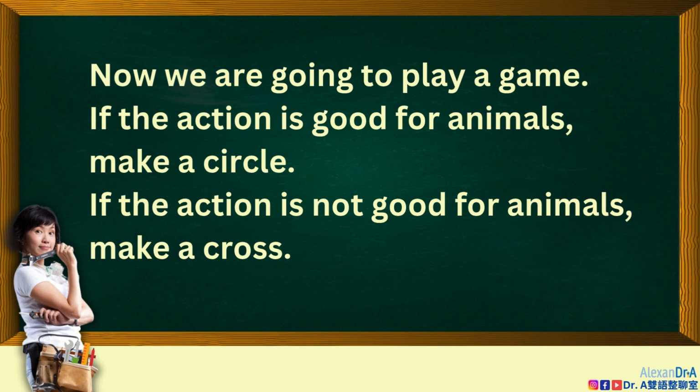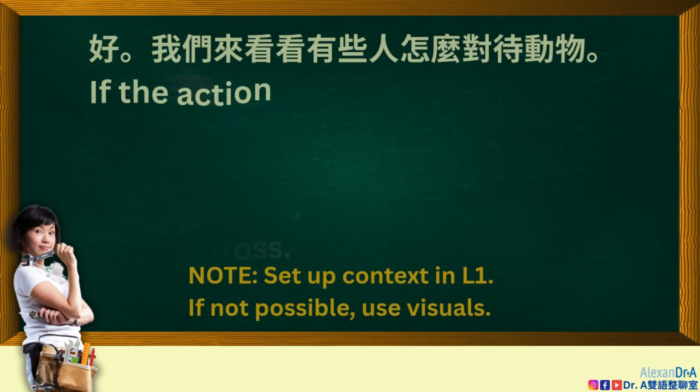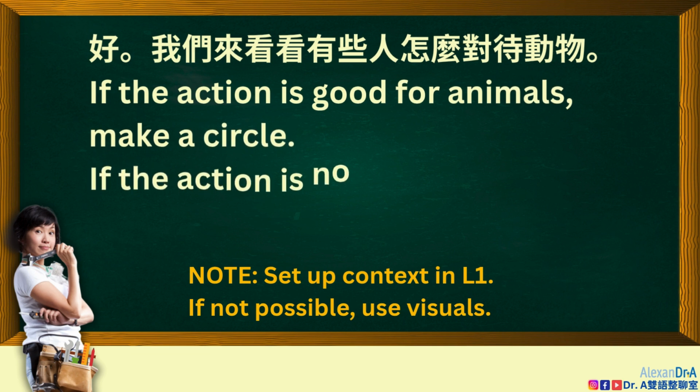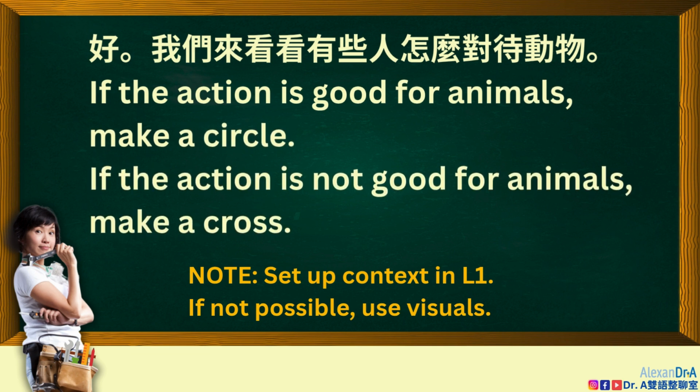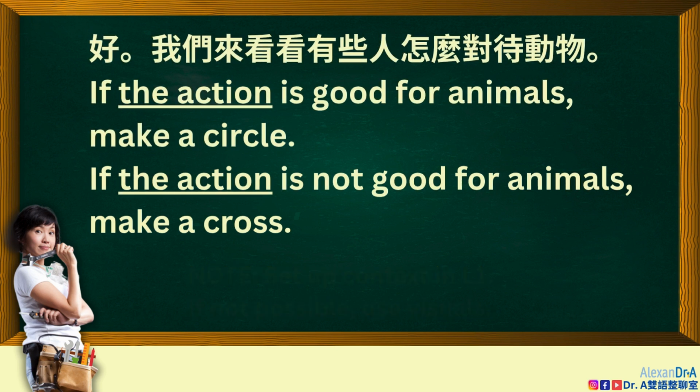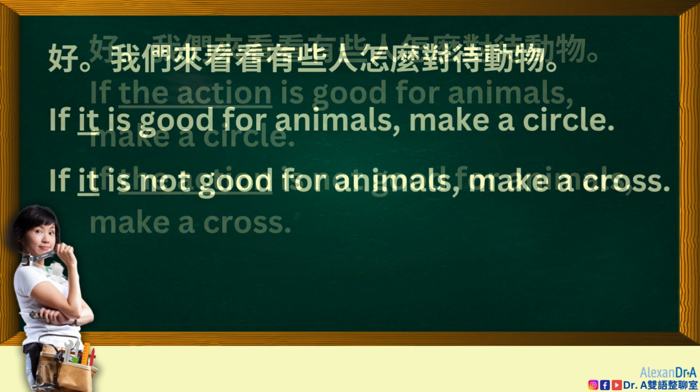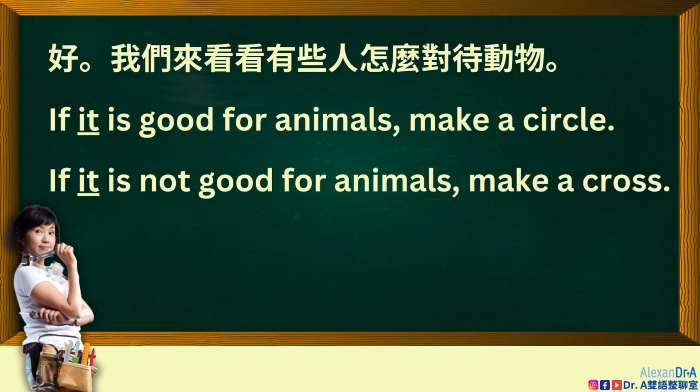Well, first, maybe some scaffolding, especially for younger ones. Briefly explain in Chinese, perhaps. Okay, let's see how people treat animals, just to set the context. Okay, makes sense. Then the English. Then simplify, reduce first. If it's good for the animal, make a circle. If not, make a cross. Better, but still a bit complex. Still using that if-then structure.